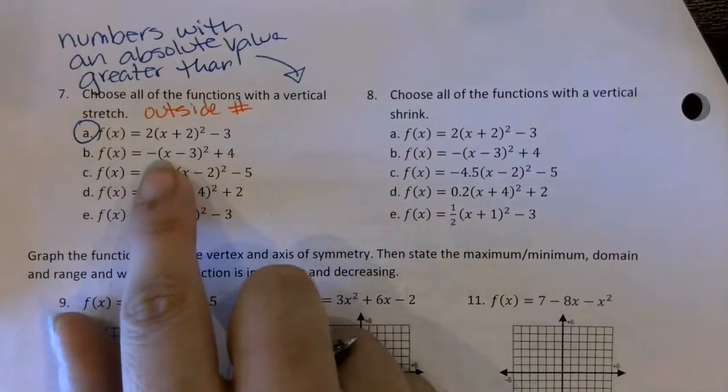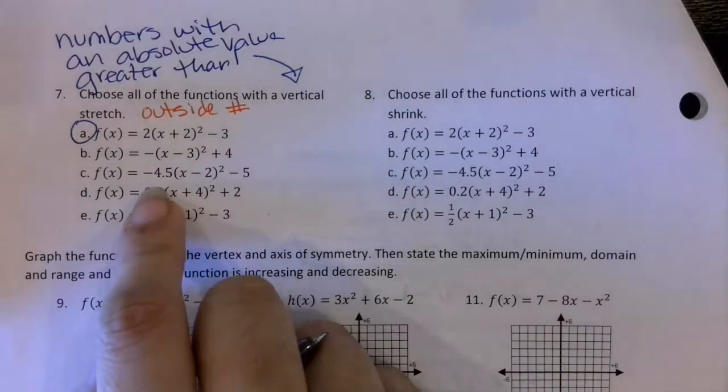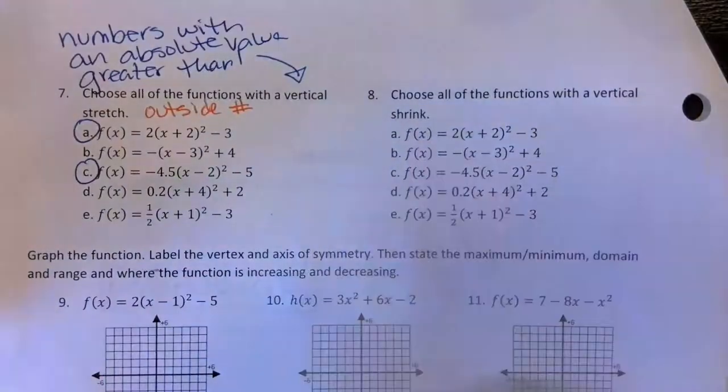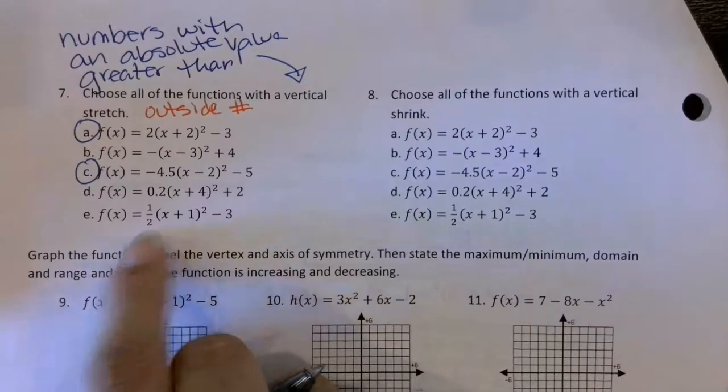This one is just 1. It's not greater than 1. Negative 4.5, the absolute value is 4.5, so it is. 0.2 is less than 1, 1/2 is less than 1. So those are my answers here.